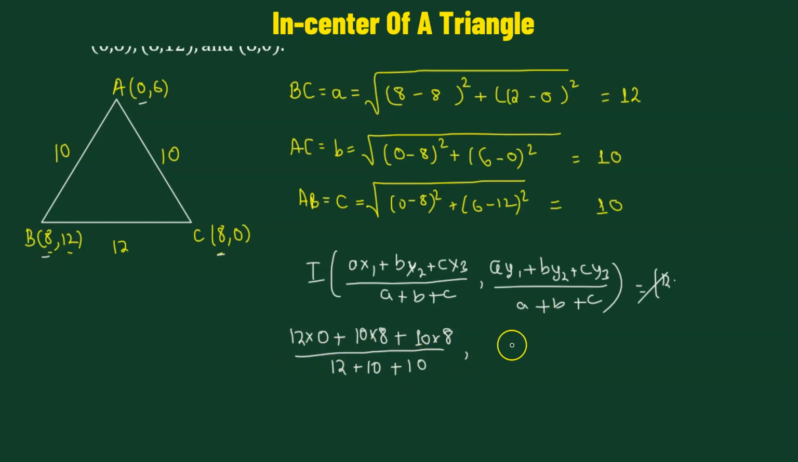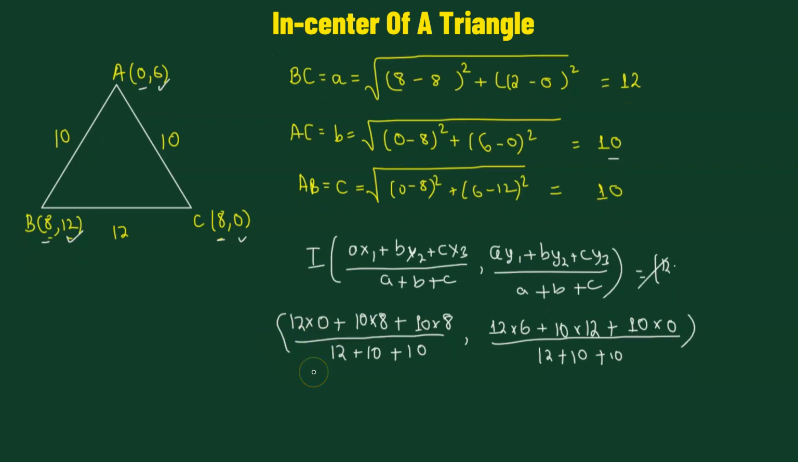So now we have to find out the y coordinate, so we'll start with a times y1. So y1 will be 6, so 12 times 6 added to by2, so b, that's 10 units, multiplied to y2, that's the y coordinate of B, which is 12. Added to cy3, so c is going to be 10, multiplied to y3, so y3 is the y coordinate of C, so that's 0. Whole divided by a plus b plus c, so that's 12 plus 10 plus 10. So this is going to be the coordinate of the incenter.